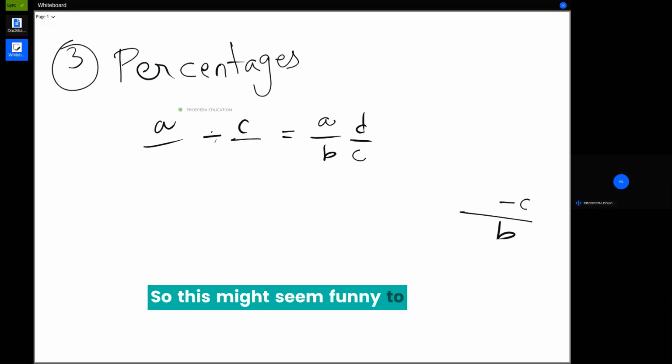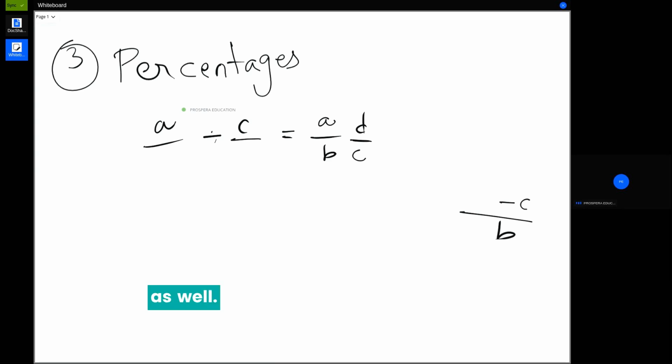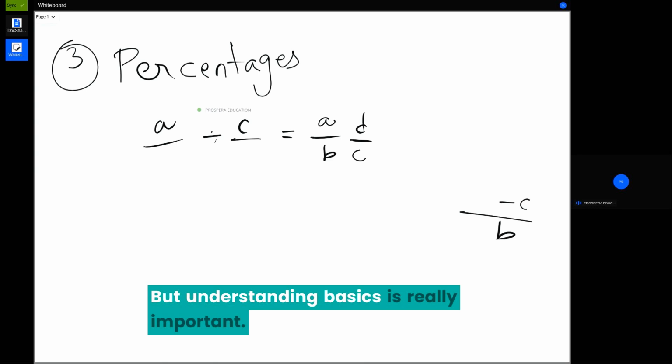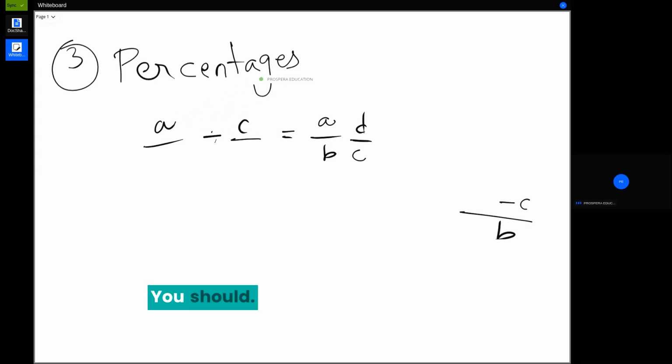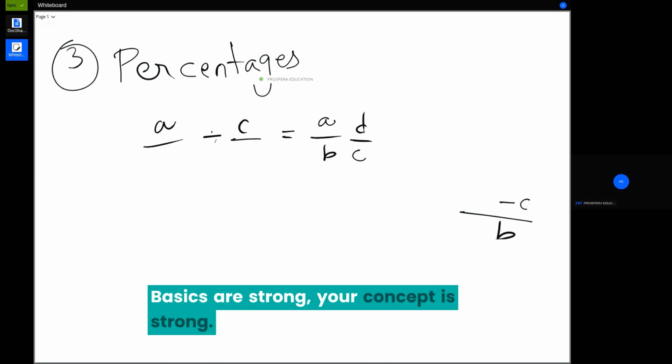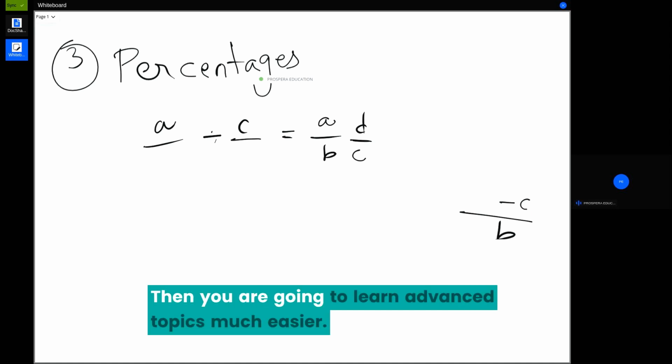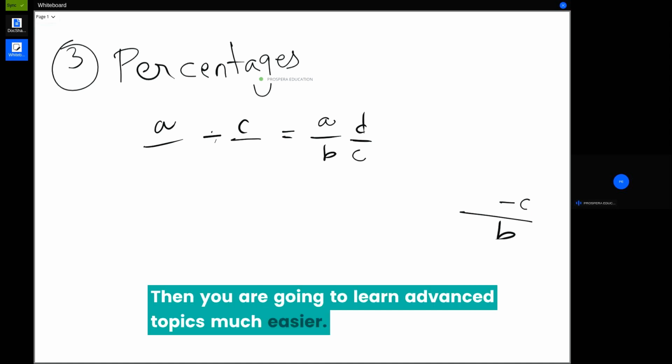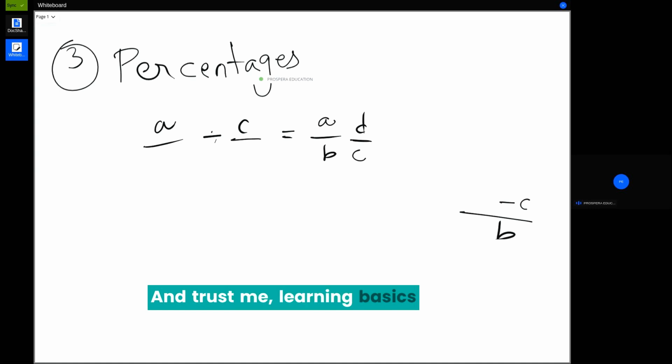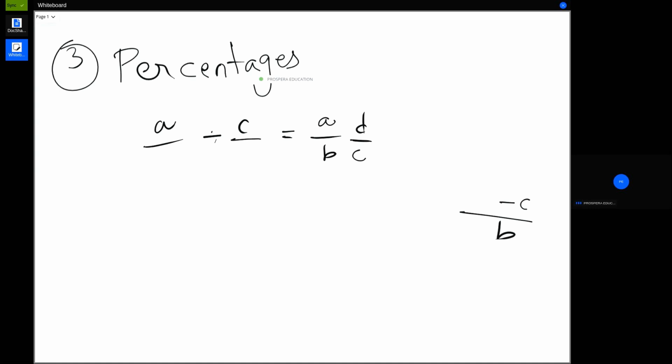So this might seem funny to you because you must have studied mathematics in 10th, and also in your bachelor's as well. But understanding basics is really important. If your basics are strong, your concept is strong, then you're going to learn advanced topics much easier. And trust me, learning basics is very hard compared to learning advanced topics.